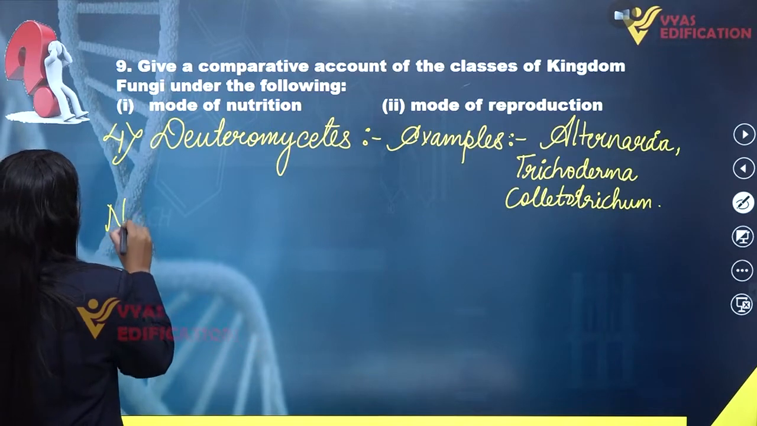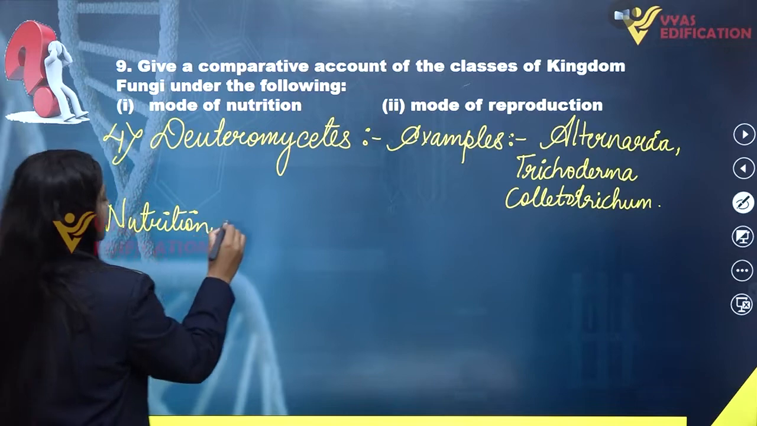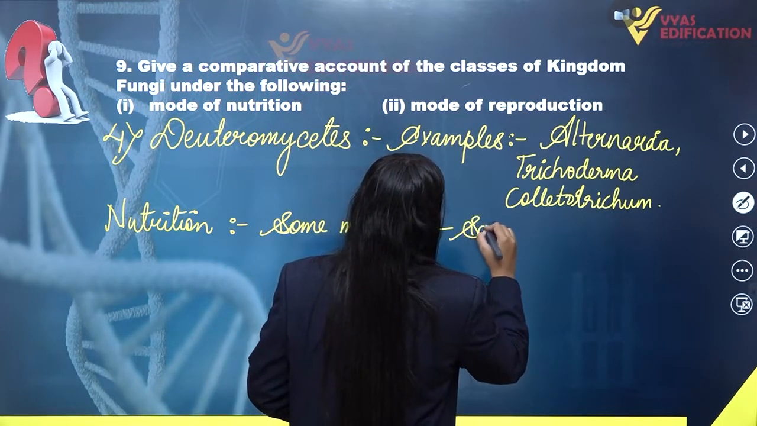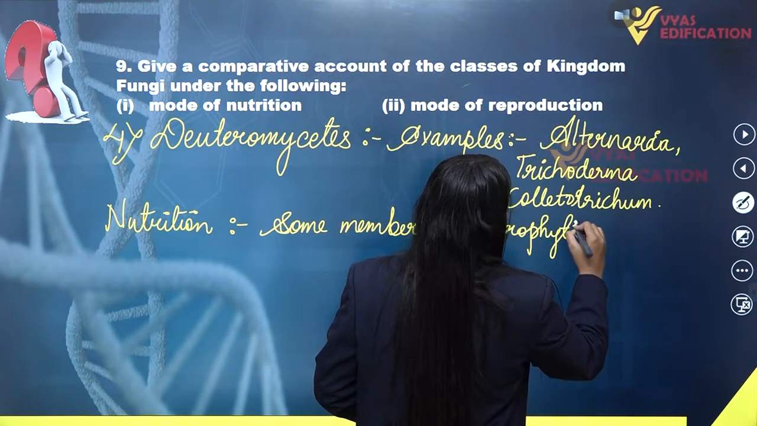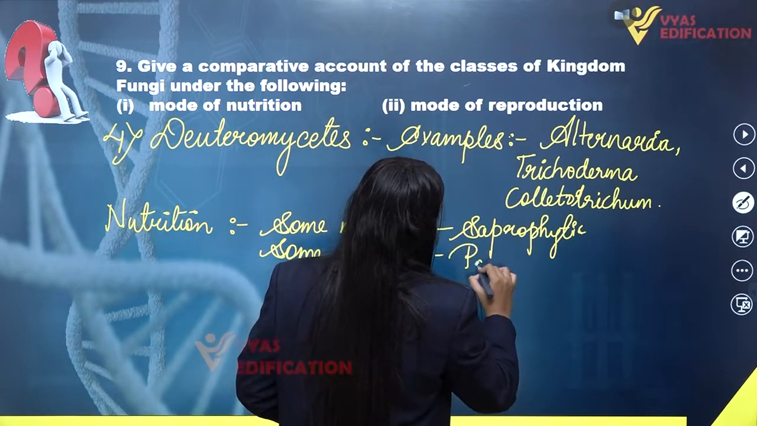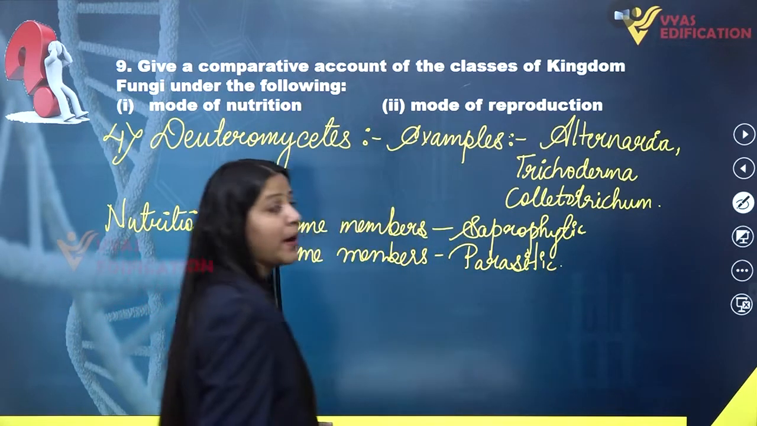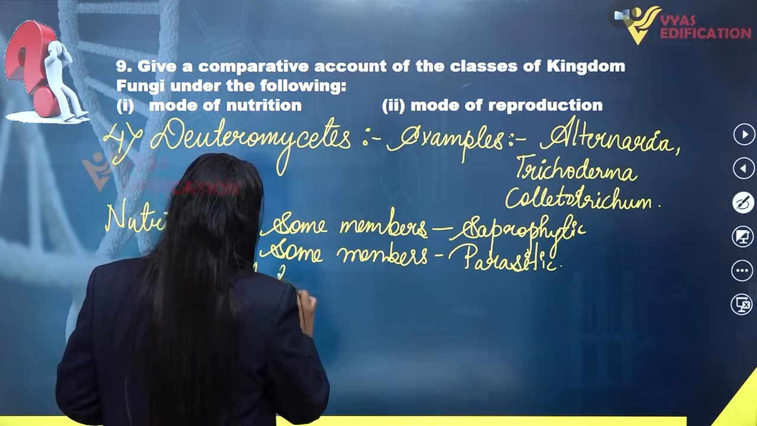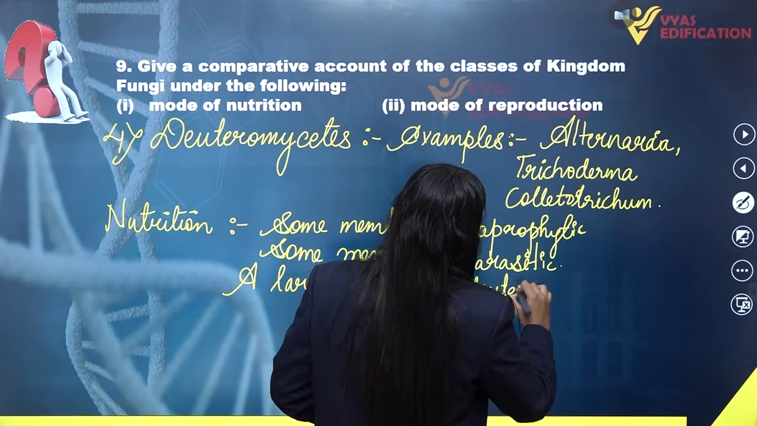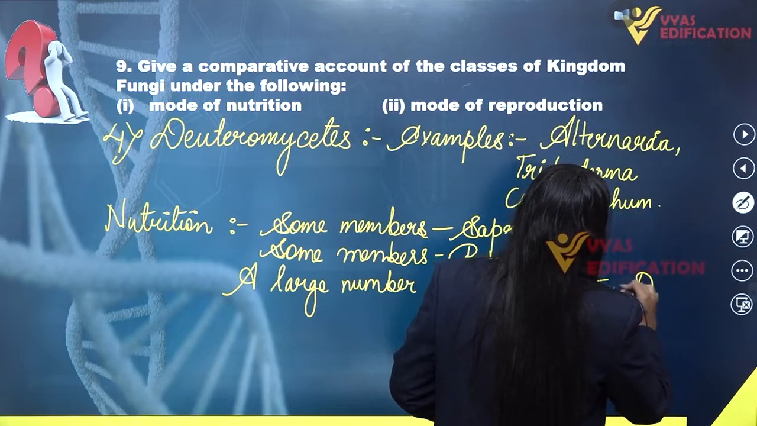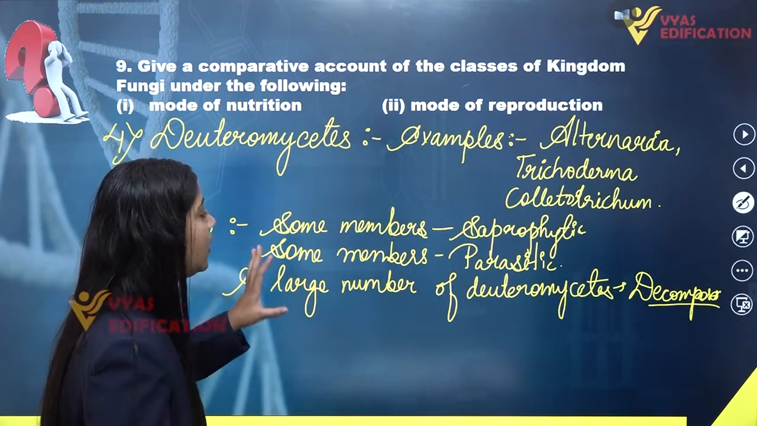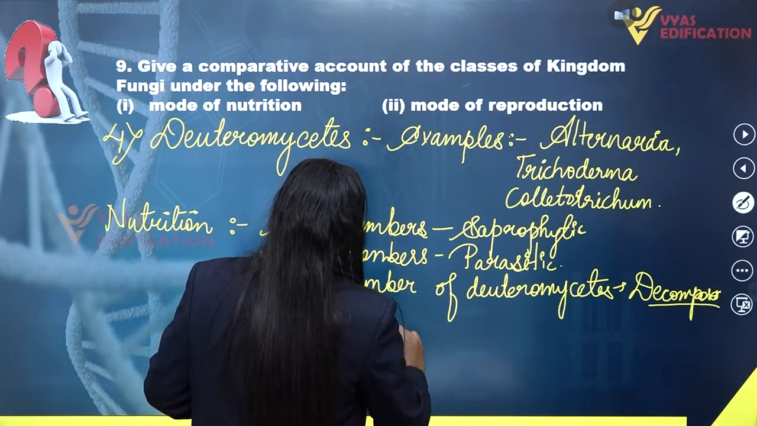Now if we talk about the mode of nutrition in the members of deuteromycetes, some members are saprophytic in nature, and some members can be parasitic in nature. That means they can obtain their nutrition by living inside the host organism, and a large number of organisms included in the class of deuteromycetes are actually decomposers on leaf litters.